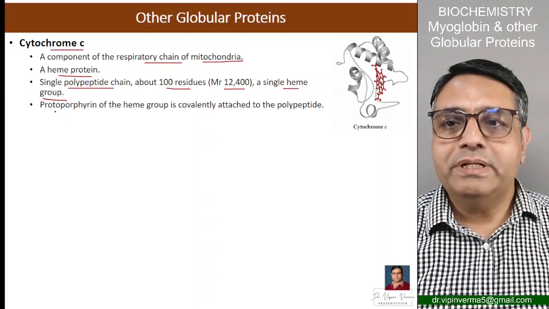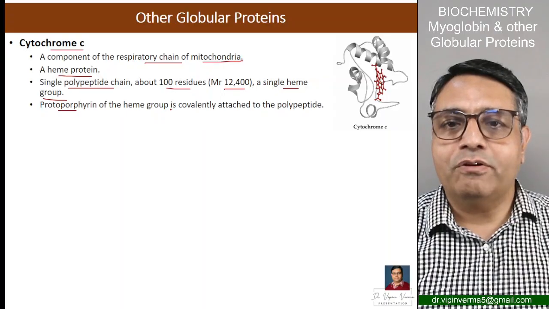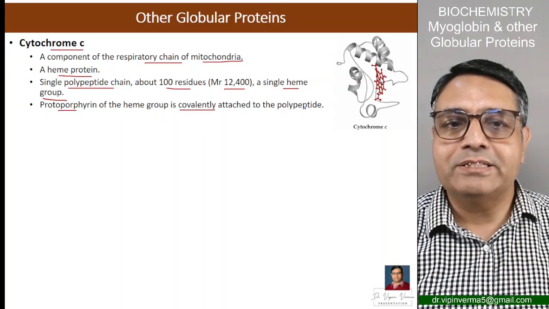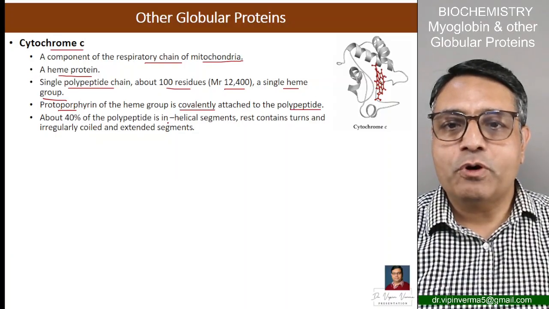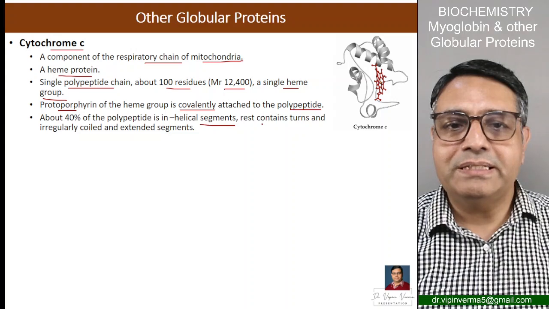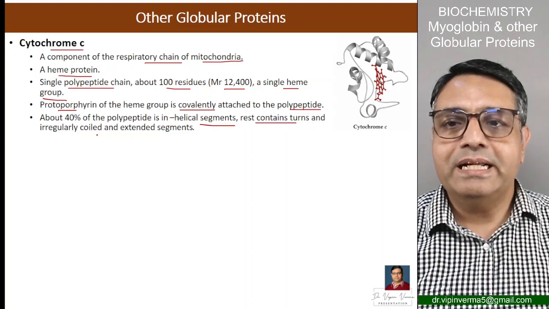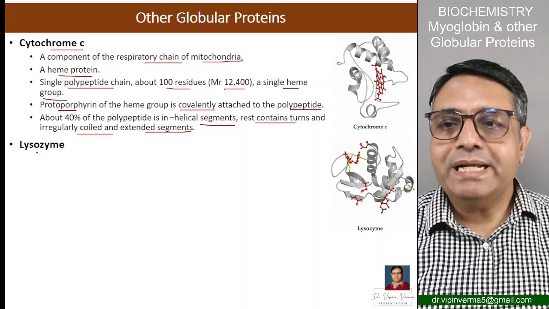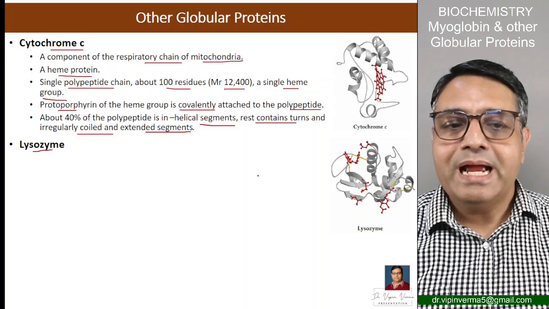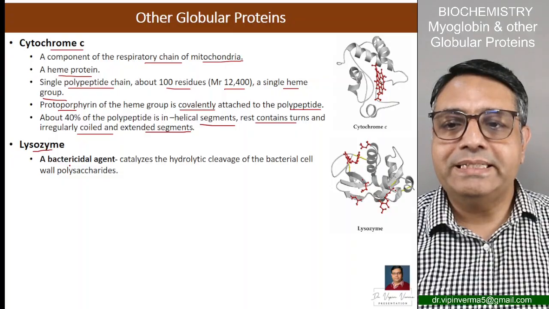Okay, so the protoporphyrin of the heme group is covalently attached to the polypeptide here. Around 40% of the polypeptide is in helical segments, and the rest contains turns and irregularly coiled and extended segments, right? Now the second enzyme is lysozyme, and this lysozyme is a bactericidal agent.